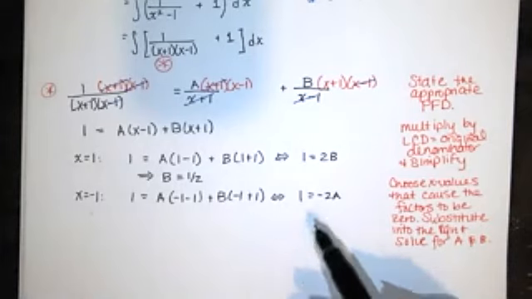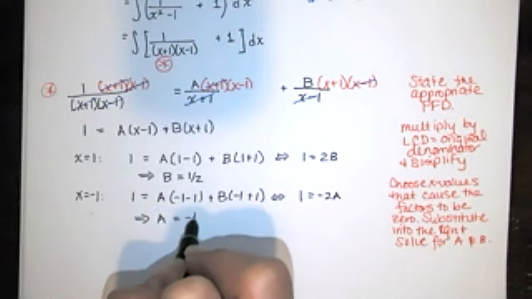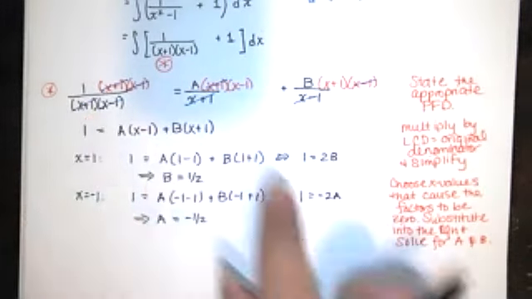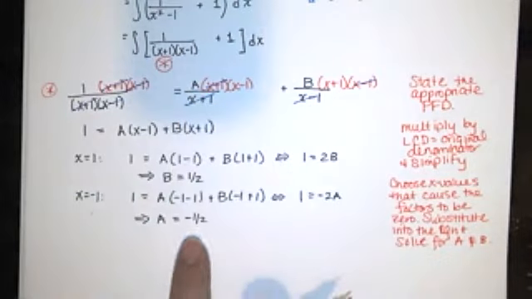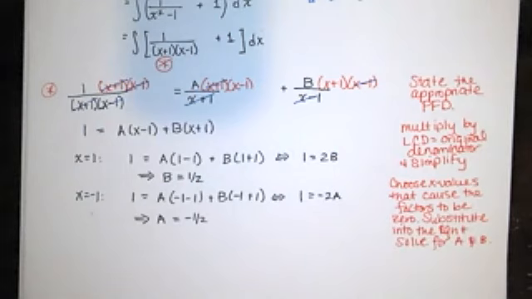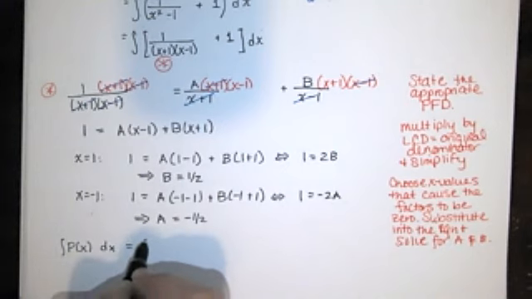So we have 1 equals -2a, so a is just -1/2. We divide both sides by -2 to get a. So now we know that this expression is the same as this, with a equals -1/2 and b equals +1/2. So the integral of p of x can be rewritten this way.